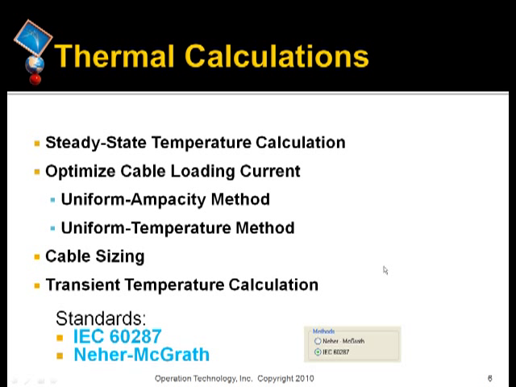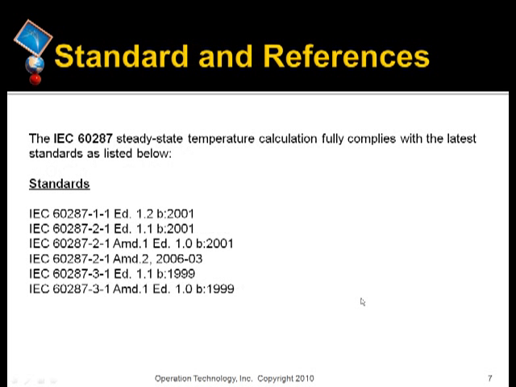The ETAP underground raceway module is capable of performing the following calculations: steady state temperature calculation. Also, you can perform optimizing cable loading current in two different methods, the uniform ampacity or uniform temperature method. You can perform cable sizing or transient temperature calculation analysis. ETAP complies with both standards, the IEC 60287 and Neher-McGrath methods. The IEC 60287 steady state temperature calculation fully complies with the latest standards as listed here.